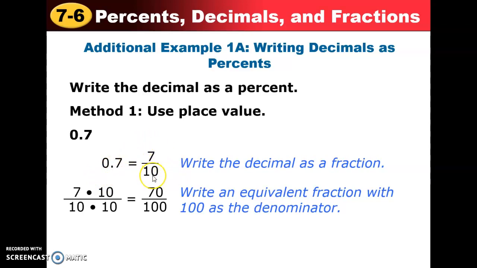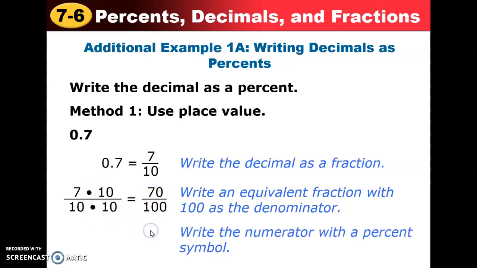Now, if you remember, percents mean per 100. So we want to change the 7/10 into something over 100. So if we multiply the numerator and the denominator by 10, you end up with 70 over 100. And guess what? That means 70%.